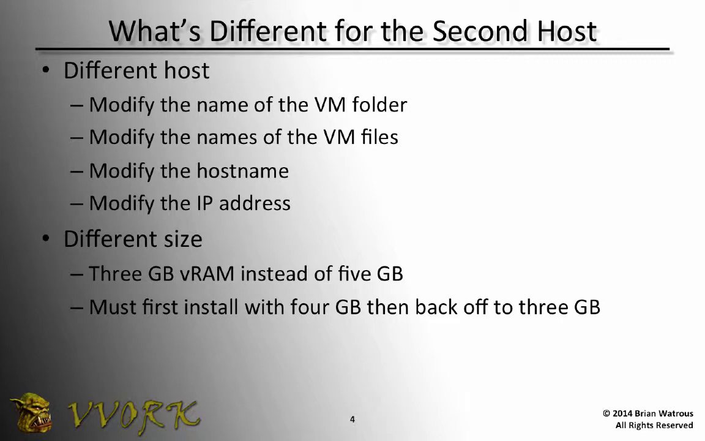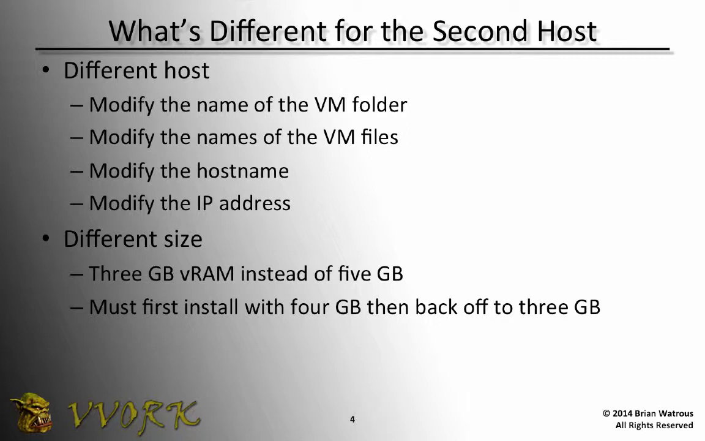Because we're installing a different host this time, we're going to modify the name of the folder where we store the VM's files, and we're going to modify the names of the VM files themselves too. Additionally, we're going to modify the host name of this new host, because this time it's not ESXi01 that we're installing, it's ESXi02. And since it's a different host, it needs a different IP address. This time it's not going to be 172.16.245.101, it's going to be .102.